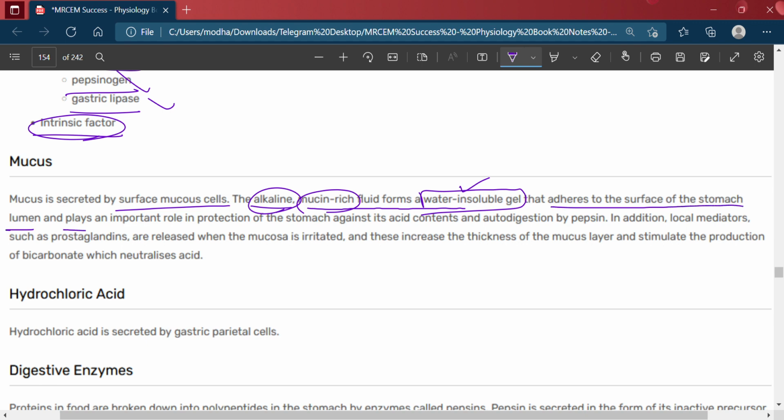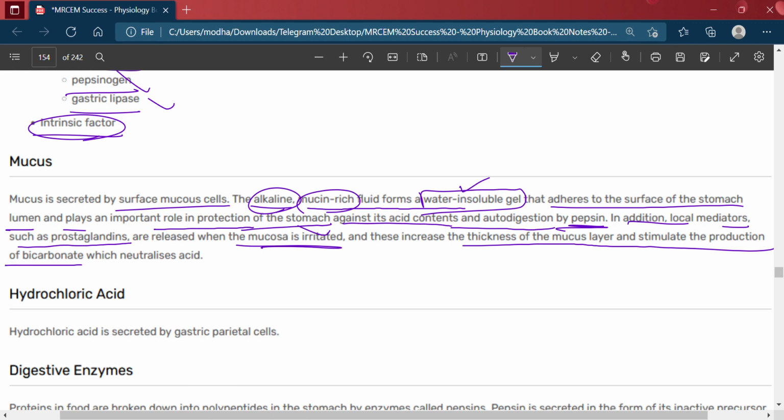It plays an important role in the protection of the stomach against its acid content and autodigestion by pepsin. In addition, local mediators such as prostaglandins are released when the mucus is irritated, and this increases the thickness of the mucus layer and stimulates the production of bicarbonate, which neutralizes the acid.